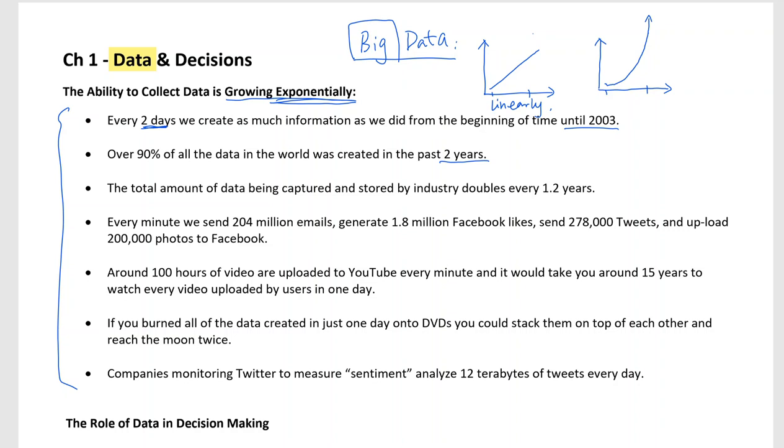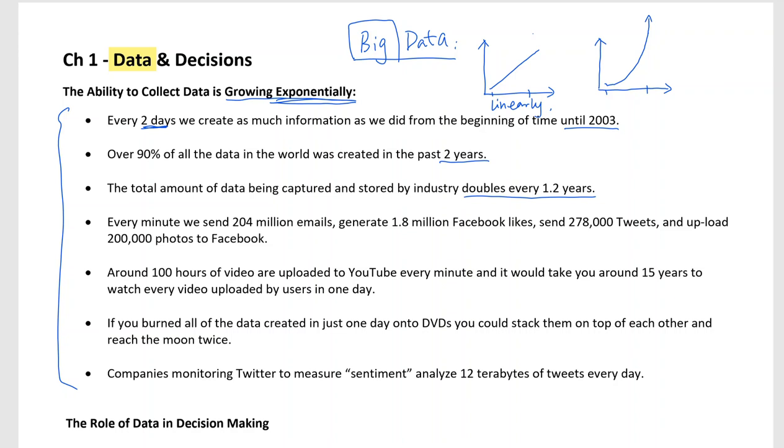90% of all the data we have in hand was created in the past 2 years. Can you imagine that? All right, next, the total amount of data being captured and stored by industry doubles every 1.2 years. It is not just that every year it doubles. It means the total amount of data will be doubled every 1.2 years.